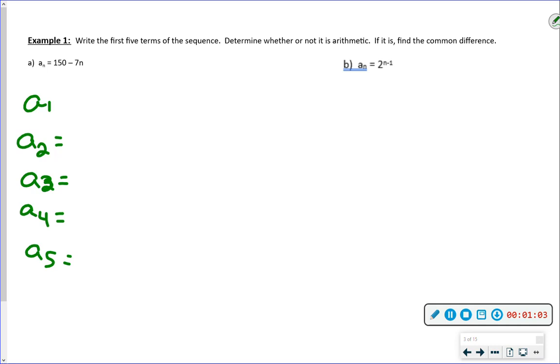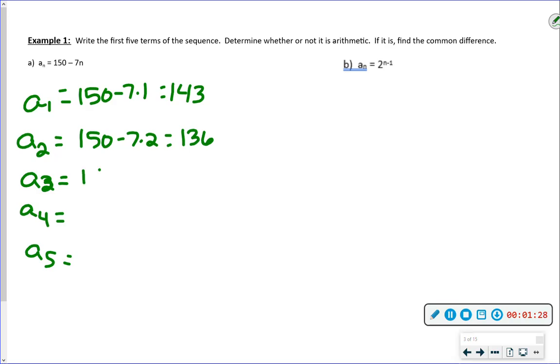Now, some of you can just do this with mental math, obviously. I'm going to jot it out. We're going to put 1 in for n first. So 150 minus 7. That's easy enough. 143. Let's put 2 in for n. So 7 times 2 would be 14. What's 150 minus 14? Then 150 minus 7 times 3 is 129. What's your 4th term? 122. 5th term? 115.